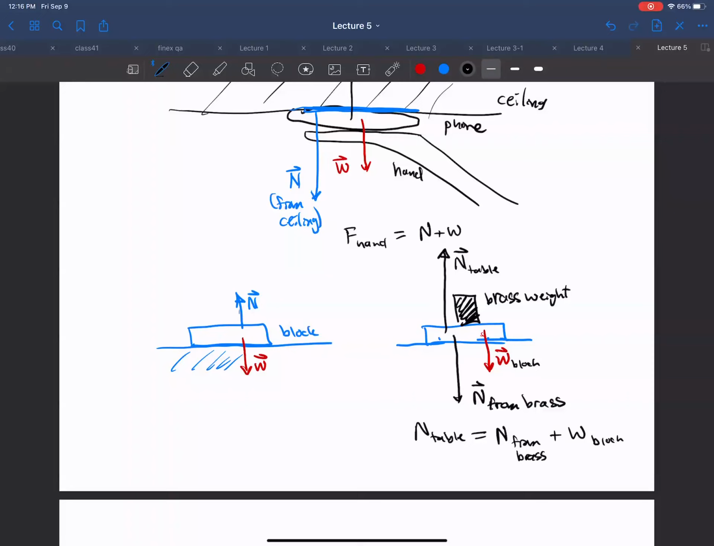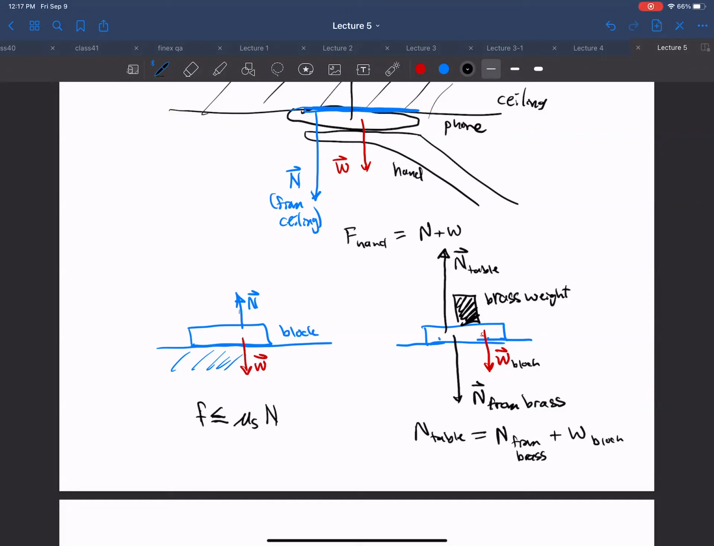And so remember our model for the frictional force, that the magnitude of the frictional force is less than or equal to the coefficient of static friction times the normal force. So that's now saying because the normal force is larger, the maximum frictional force is now also larger. Questions? Okay.